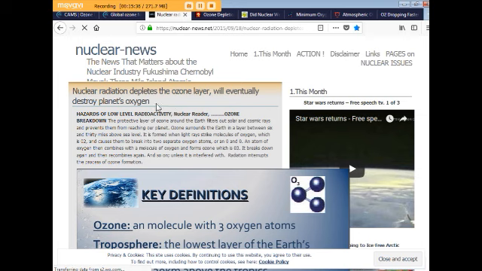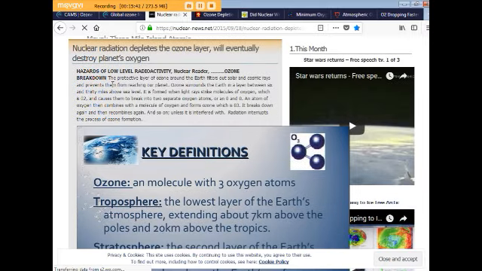Nuclear radiation depletes the ozone layer and will eventually destroy planet's oxygen. Hazards of low-level radioactivity. Nuclear reader. Ozone breakdown. The protective layer of ozone around the Earth filters out solar and cosmic rays and prevents them from reaching our planet.